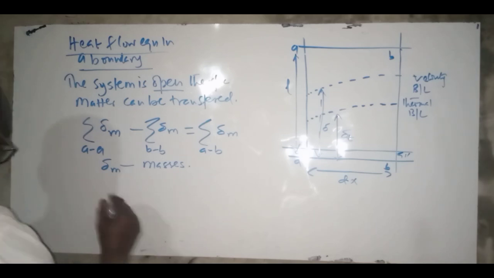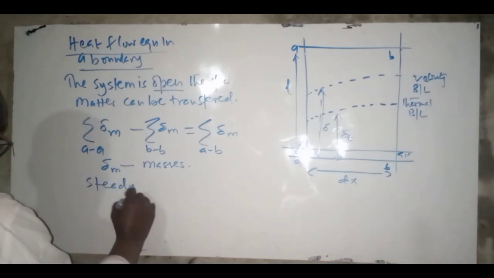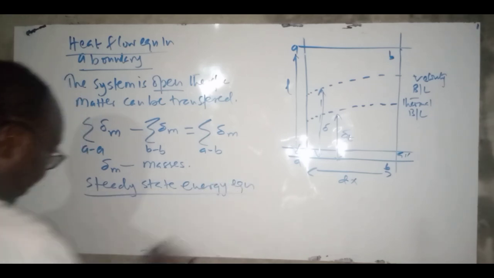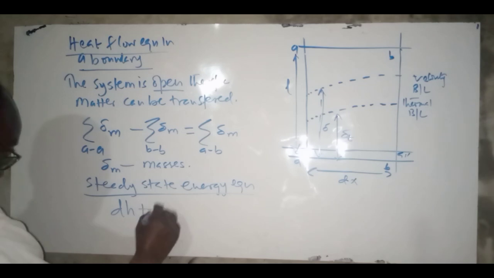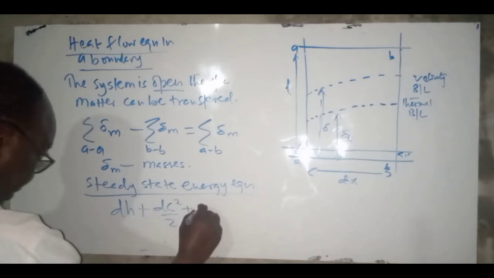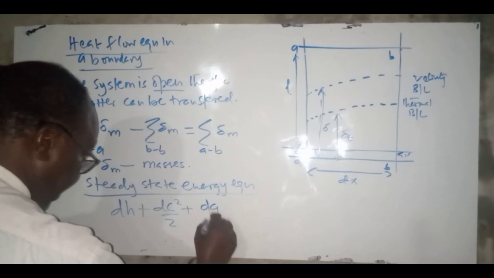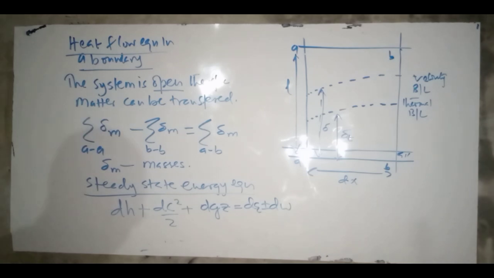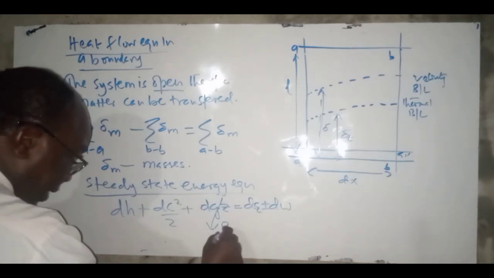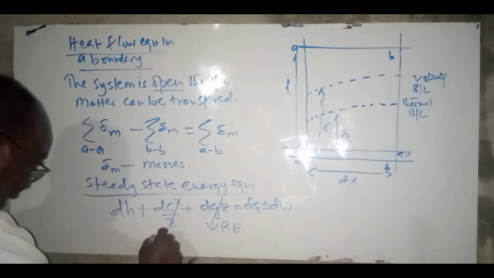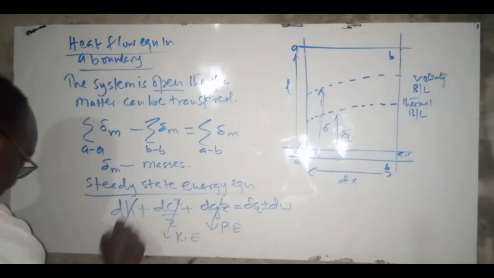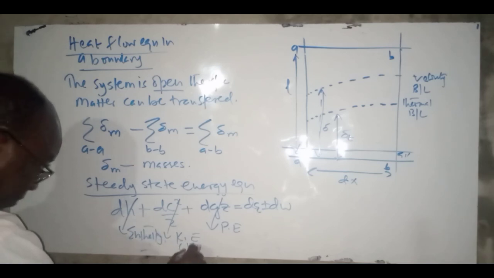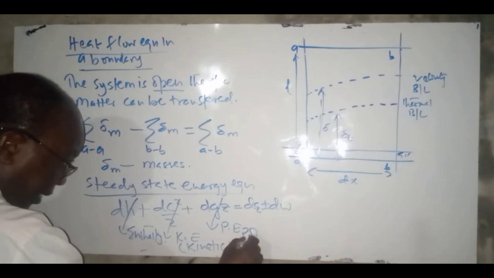Remember, the steady state energy equation was given as dH plus d(c squared over 2) plus g dz equals dq plus or minus dw. This element represented the potential energy, this represented the kinetic energy, and this is the enthalpy.